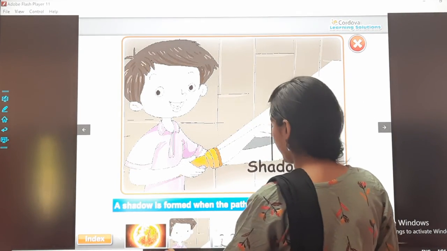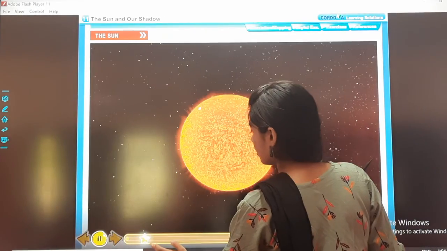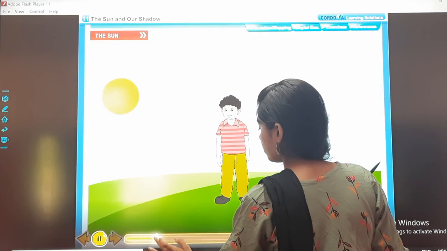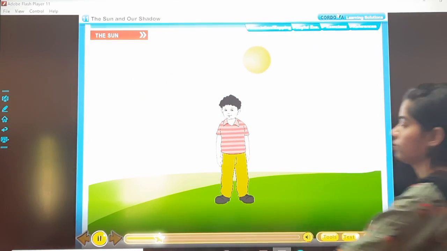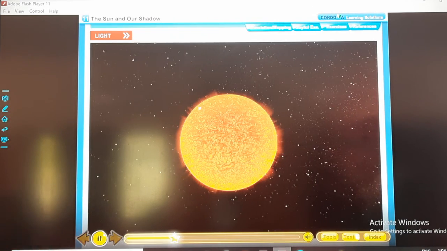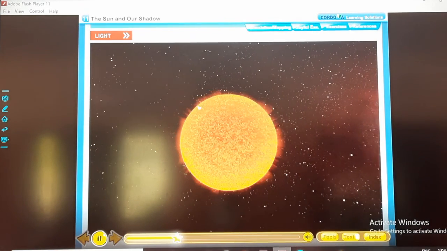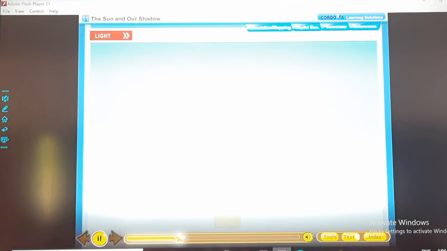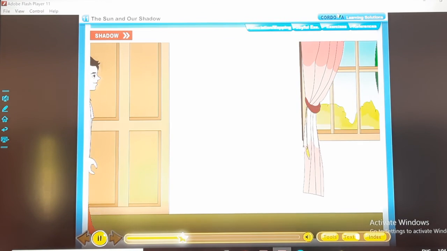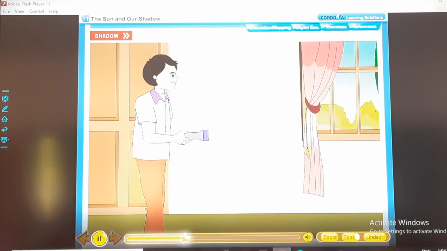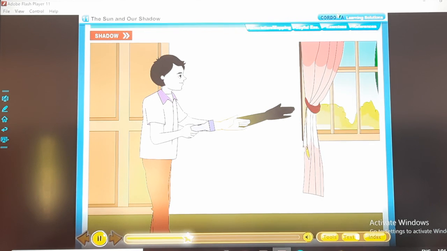Okay. So let's start. Chapter 11. The sun rises in the east in the morning. The sun sets in the west in the earth. Human-made sources of light are electric bulbs and candles. Shadow. Shine a torch towards the wall. Put your hand between the torch and the wall. You see a dark shape of your hand formed on the wall. The dark shape is called a shadow. You are able to see the shadow because your hand stopped the light falling on it.